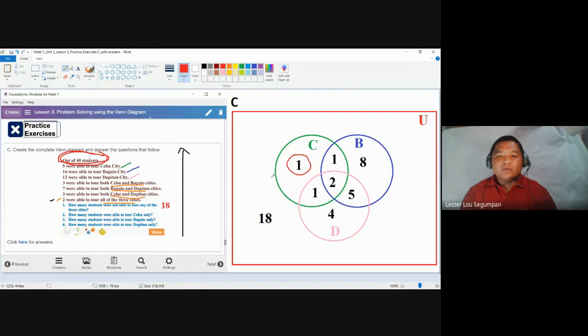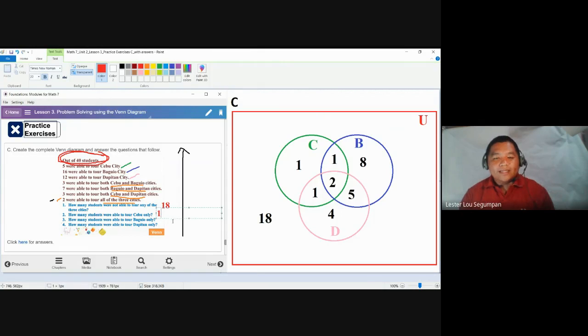Out of the five students, we have three students who were able to tour Cebu and Baguio. Three were also able to visit Cebu and Dapitan. Okay, so those students were also able to visit other places. But the question here is Cebu only. So this is the area here which is in concern with the only. So the answer here for number two is one.